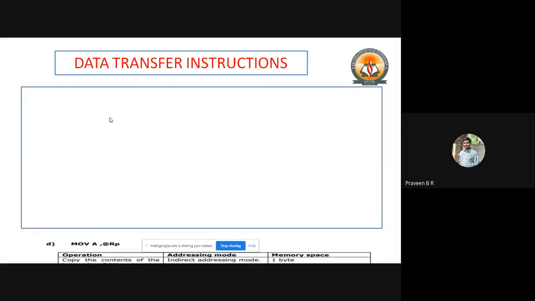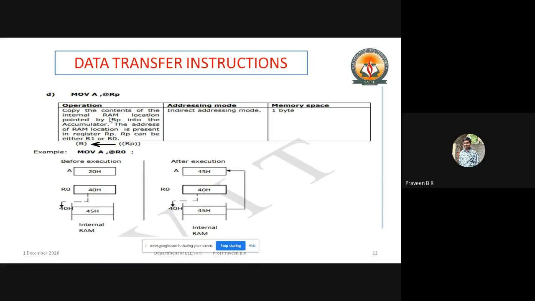The next instruction is MOV A, @Rp. P indicates that we can use only two registers. Which are the two registers? Only R0 and R1 can be used. R2 to R7 cannot be used for this instruction. So what does this particular instruction do? It copies the content of the internal RAM location pointed by the register into the accumulator.